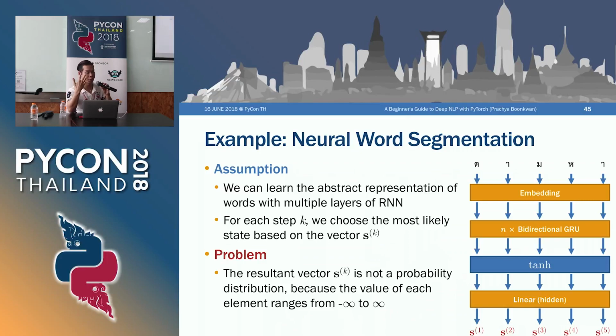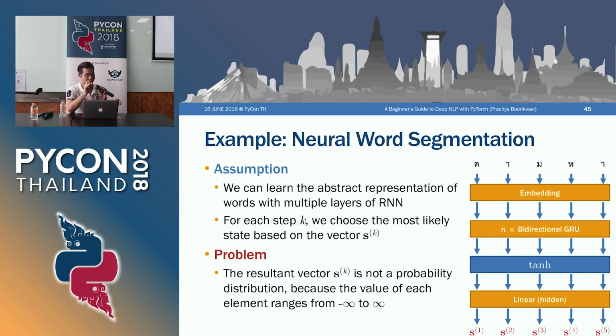We assume that we can learn the abstract representation of words by multiple layers of RNN. So we use the RNN. Basically, you've got two first layers, embedding and the bidirectional GRU, as many layers as you want for the bidirectional GRU. And we add an activation function called hyperbolic tangent. That's my favorite activation function. You can change it to anything you want, it works too. And I add the hidden layer as a final layer for predicting the boundaries. So you've got that model.